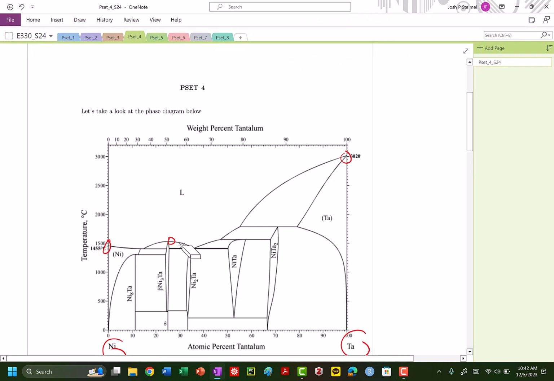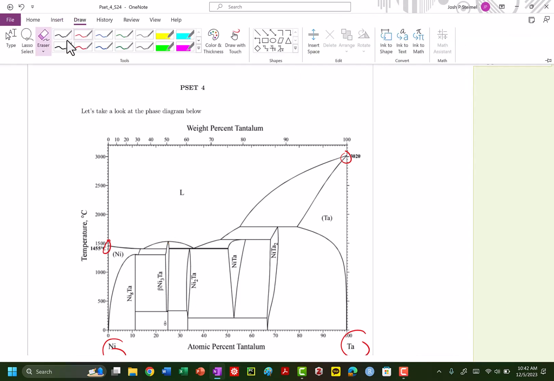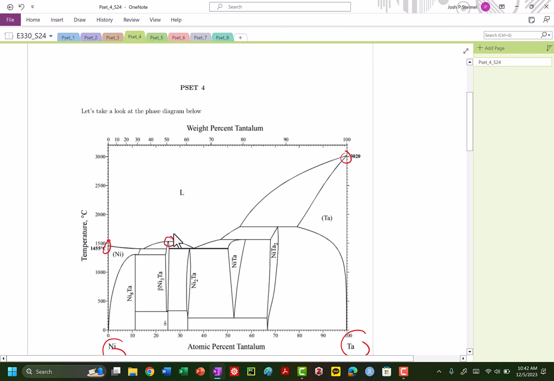Let's erase. So let's go back. So this would be a congruent melting point. This is not necessarily a congruent melting point here. And that is all there is. Fantastic. So let's erase here. Now let's go for our congruent melting points.